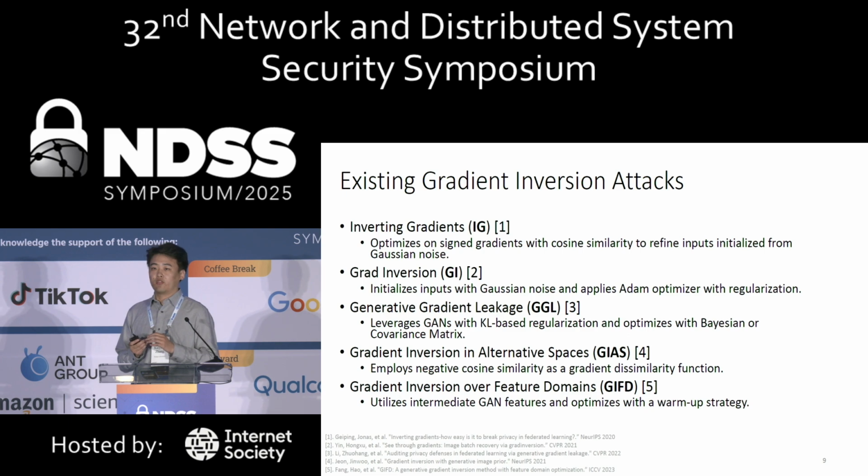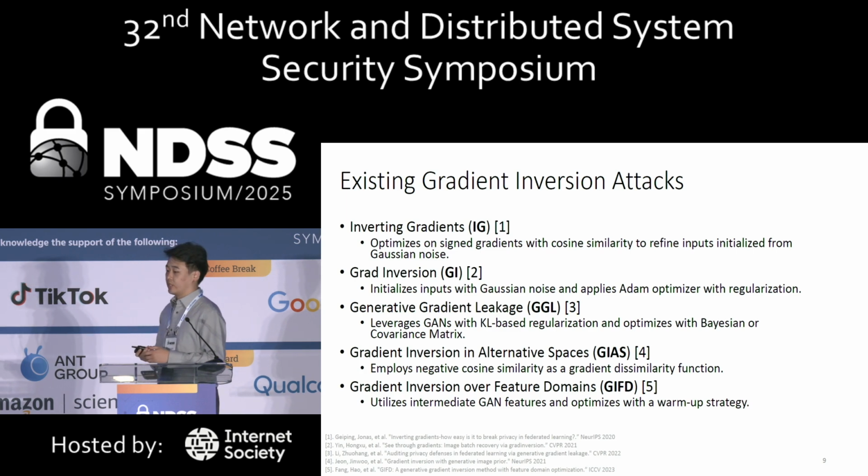There are differences mainly in the initialization, the distance function, or whether you use a generative model. The first two works, IG and GI, are stochastic-based methods, and the last three, GGL, GIS, and GFD, are based on generative models. The first work, IG, optimizes on signed gradients with cosine similarity, and refines inputs initialized from Gaussian noise. GI initializes the inputs with Gaussian noise and applies the Adam optimizer with regularization.